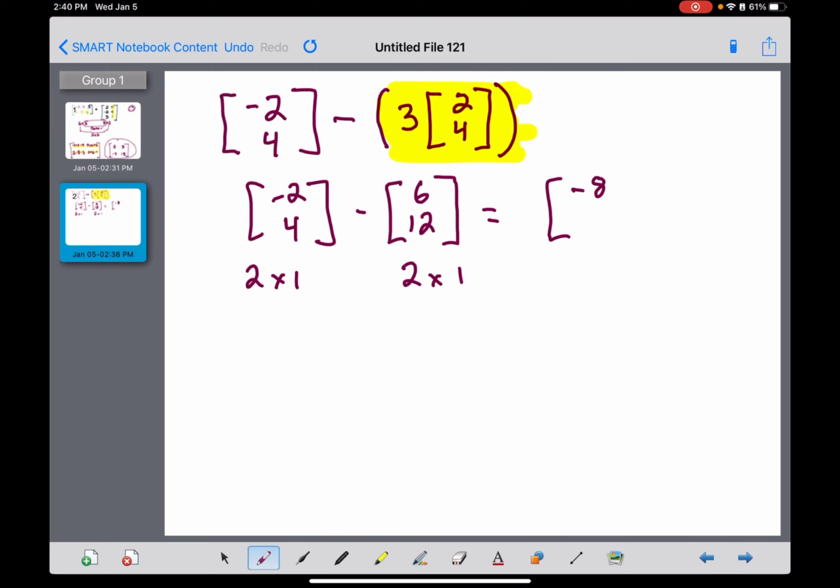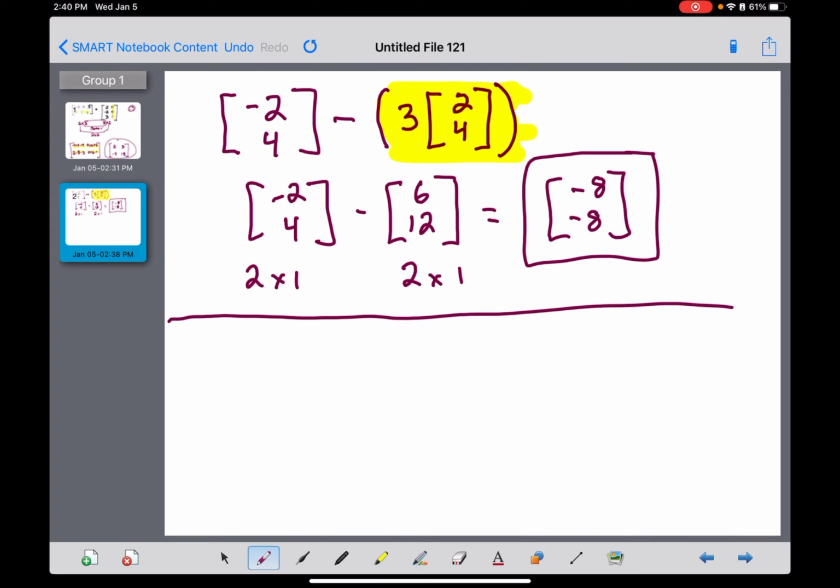First element minus the first element. And then we do second element minus the second element. So 4 minus 12 is -8. That is our resulting matrix with these. And you're done. But it comes about being able to and wanting to follow that order of operations when you're doing these.